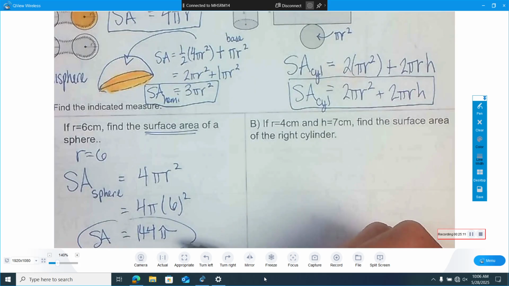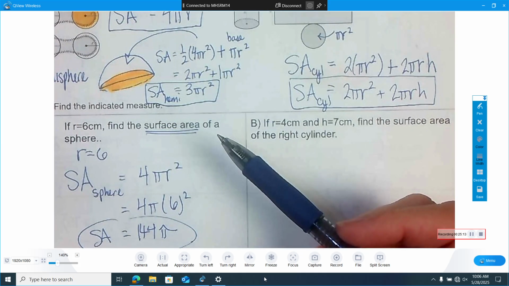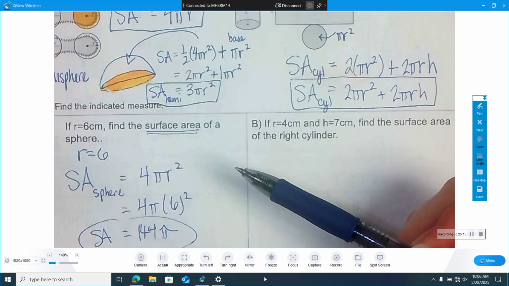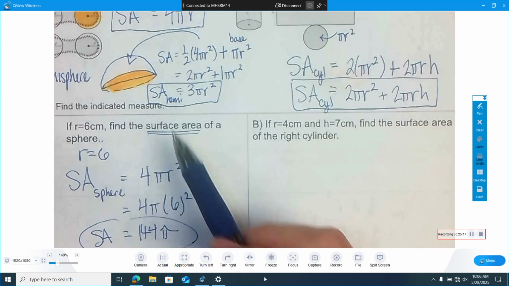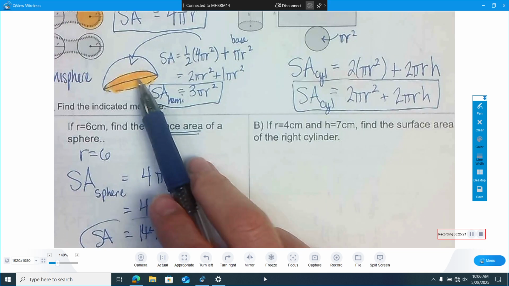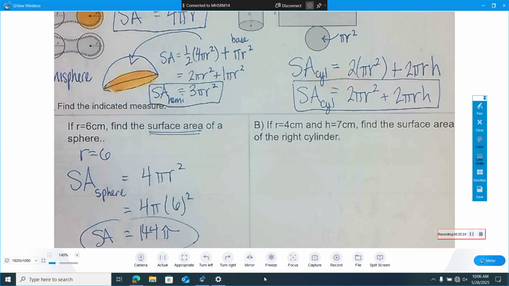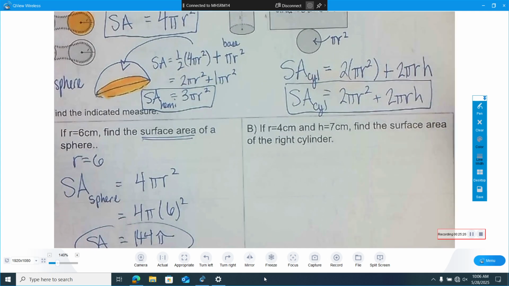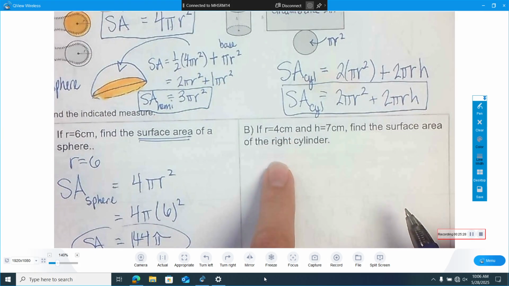Can you just divide this by 2 to get the surface area of a hemisphere? No, not that simple. Remember, when you have a hemisphere, you have to also include the base. So there's an extra little bit. So do be careful.